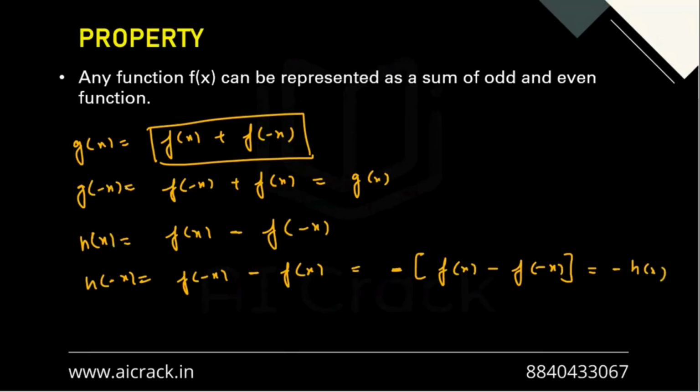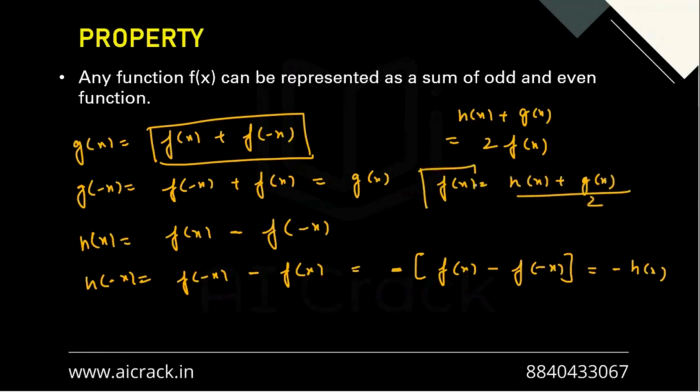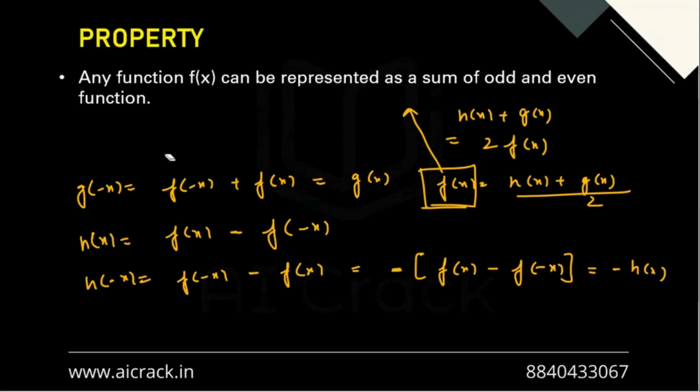Now if I try to add h(x) plus g(x), what will I get? I'll get 2f(x). And if I write f(x) equals (h(x) plus g(x)) by 2, then we get to understand the property of function f(x). Any function can be represented as a sum of odd and even function. So if I want to write a function as a sum of odd and even function, I'll have to write it in this manner. So let's remove this and take one example.